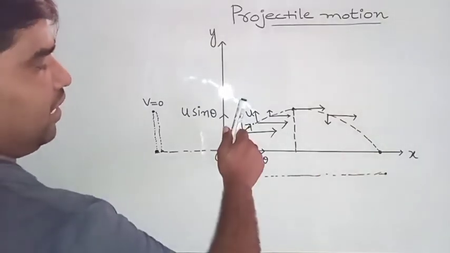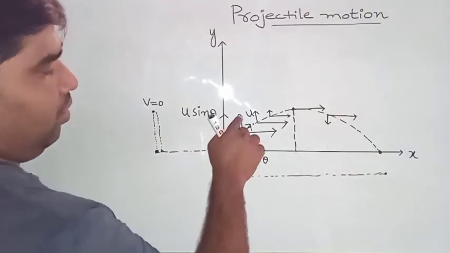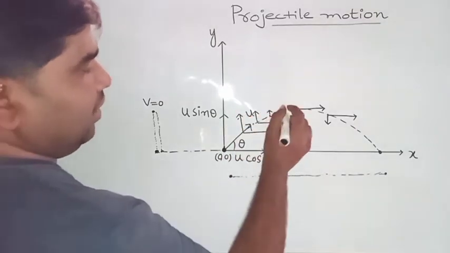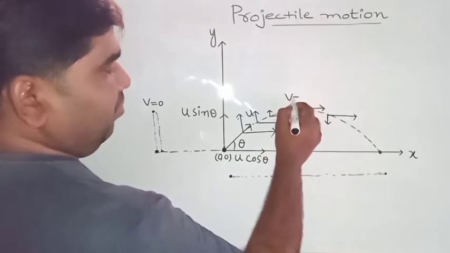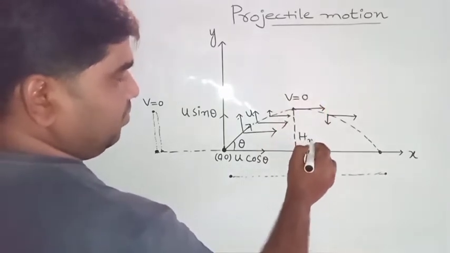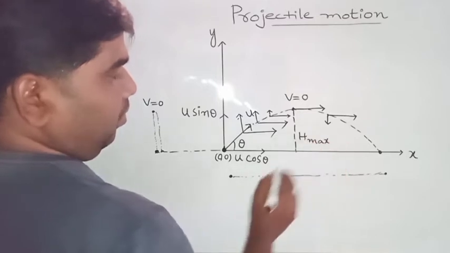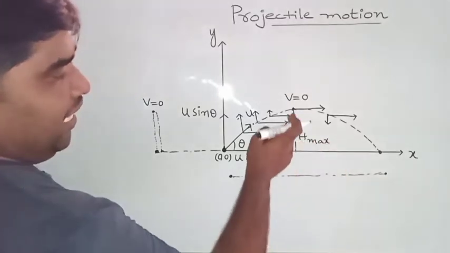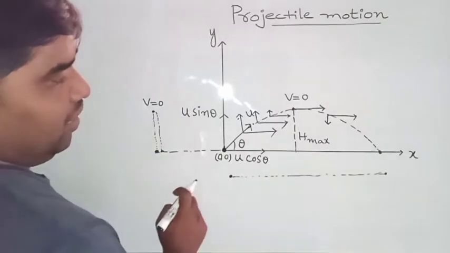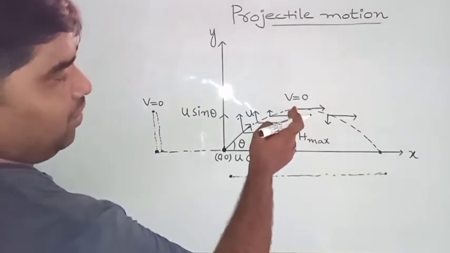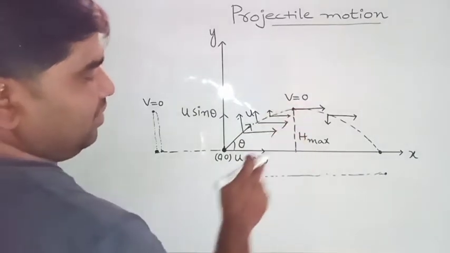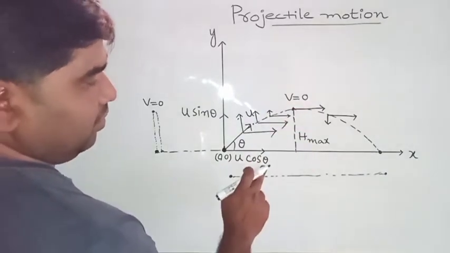When it moves upward, due to the gravitational pull, velocity goes on decreasing. At maximum height, velocity becomes 0. This is called H maximum. Maximum height attained by the object is called maximum height. At this point, vertical velocity is 0. Horizontal velocity is the same, that is u cos theta.